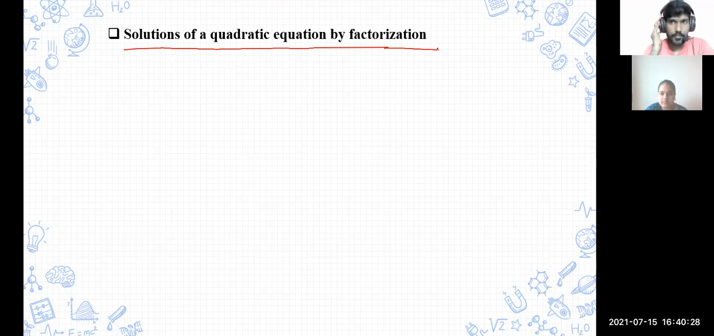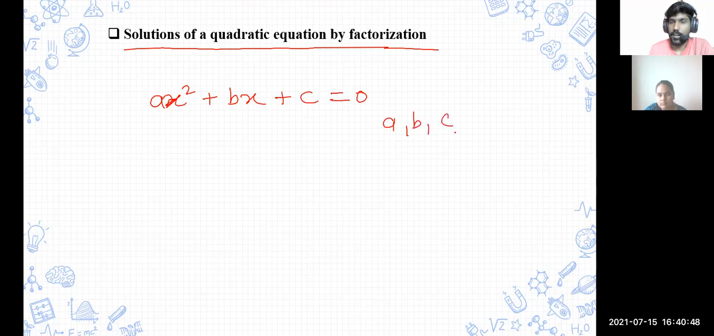So solution of a quadratic equation by factorization method. Now you know the general form of a quadratic equation is ax square plus bx plus c is equal to 0. This is the general form of a quadratic equation where a, b, c are any integers and a is not equal to 0. Don't write that down, just understand. I'll tell you what to write. Now, note one thing that a quadratic equation will have two solutions.